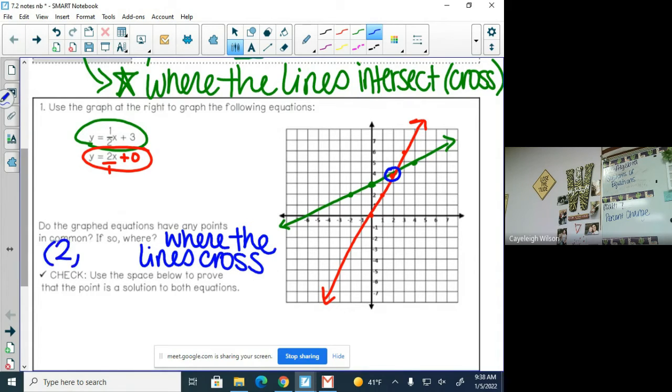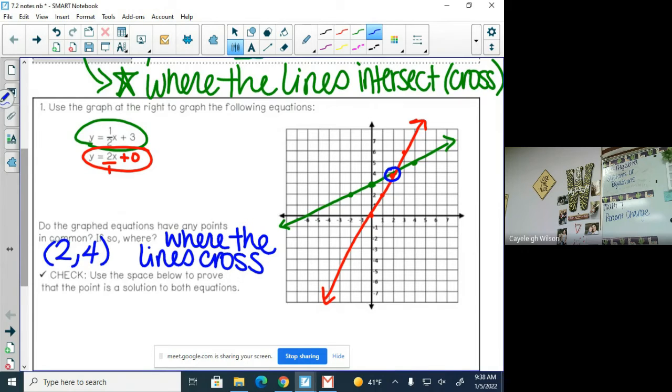And they cross at 2, 4. And 2, 4 is the answer. So when they say, what is the answer to this system, you would tell me the ordered pair 2, 4. Because ordered pairs are x, y. If there are 8 lines, you have to find the point where all 8 of them intersect.